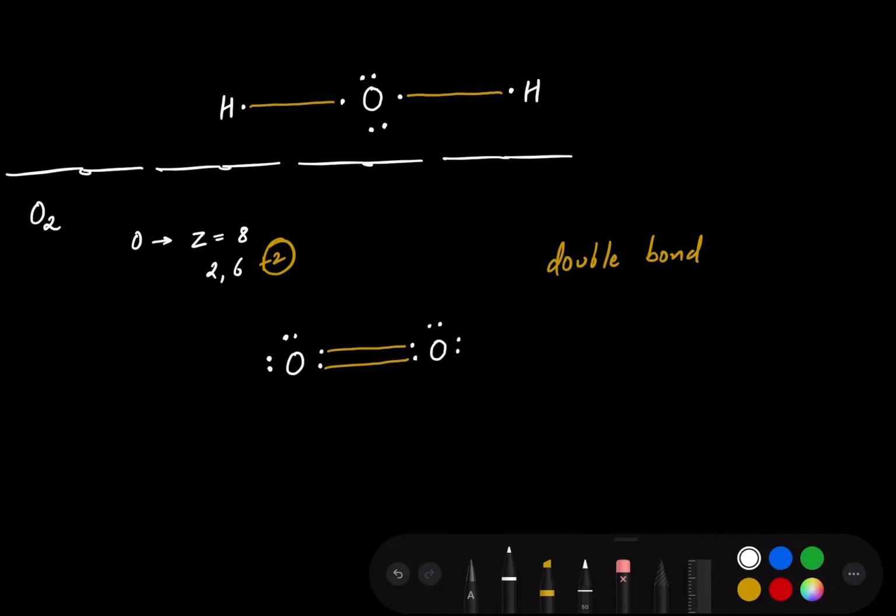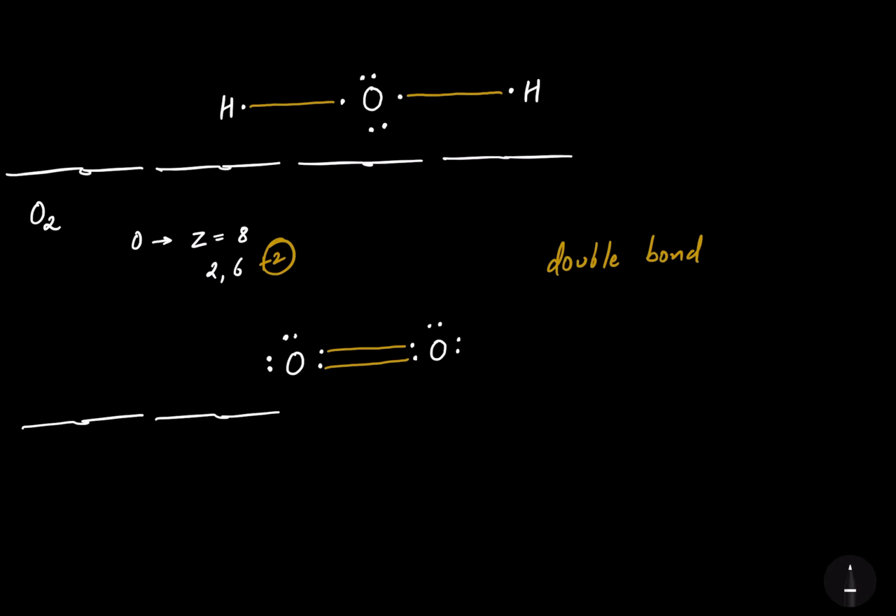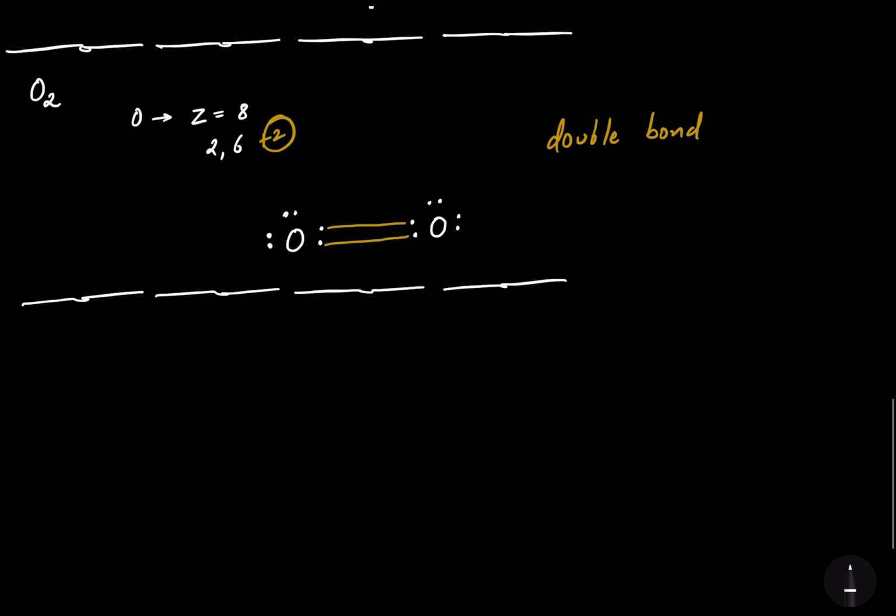Now let's take another example. We are taking another example, C2H4. Now, what's the atomic number of carbon? It's 6, so the configuration will be 2, 4. And what's the atomic number of hydrogen? It's 1, so the configuration will be just 1.